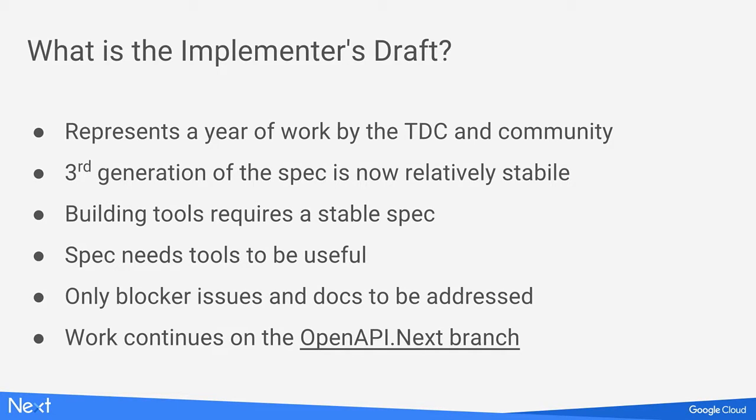And so the implementers draft represents about a year of work by the TDC and the community, because it's not just the TDC saying, it must be like this. It's people filing issues and us figuring out how to reconcile that with what the spec should or shouldn't do. It means that the third generation of the spec is now relatively stable.